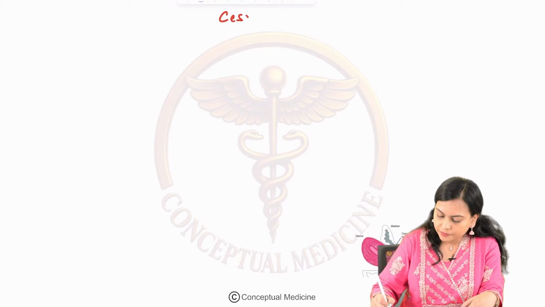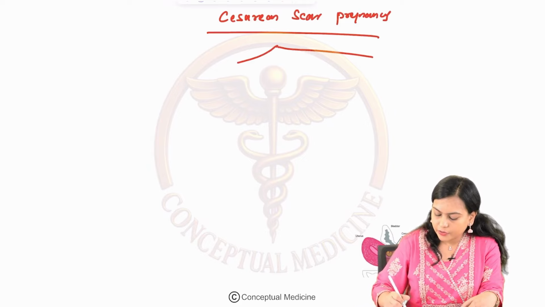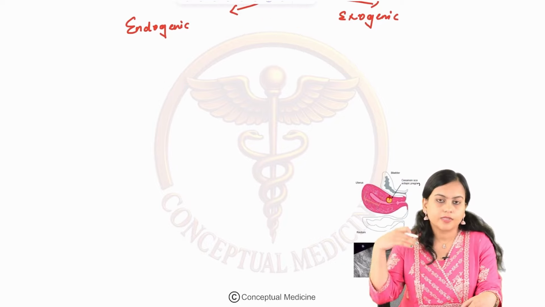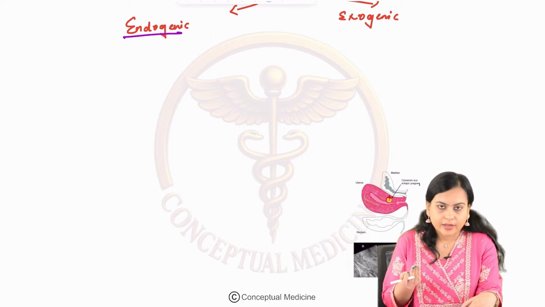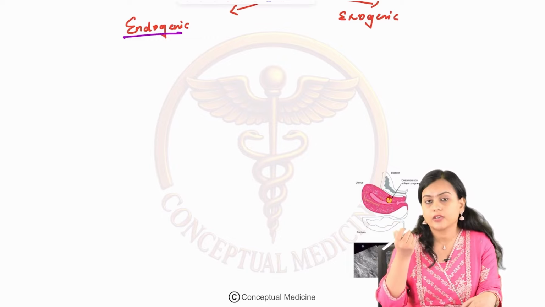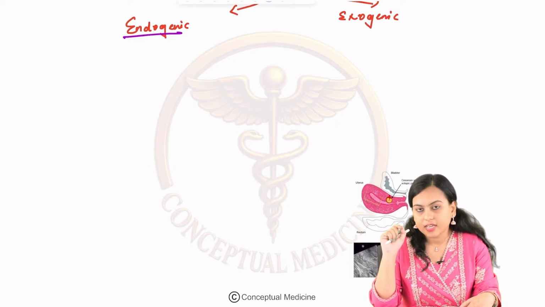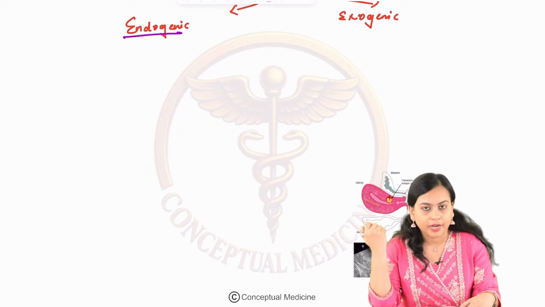So, cesarean scar pregnancy can be classified further into endogenic type and exogenic type. Okay. If you take the endogenic type of cesarean scar pregnancy, endogenic means it will be going towards the uterine cavity. When it is going towards the uterine cavity, the outcomes can vary. So, in exogenic cesarean scar pregnancy, the pregnancy will be growing towards the abdominal cavity or the bladder.